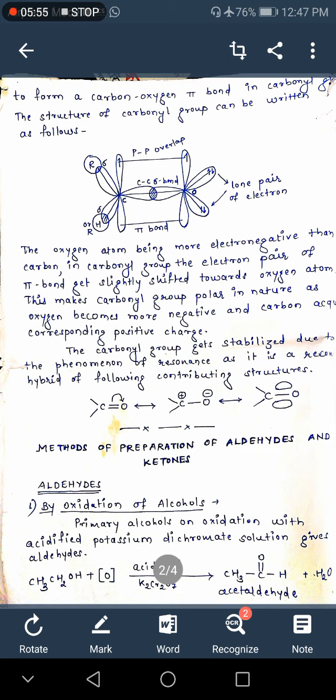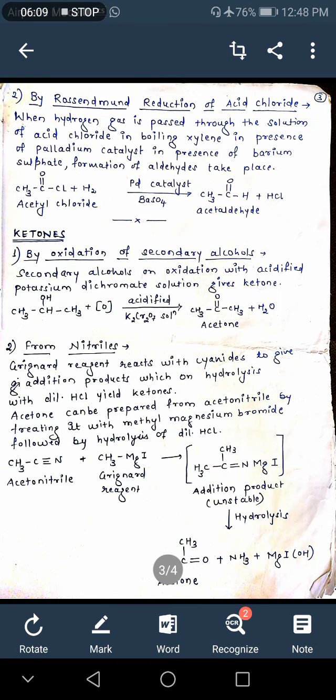Whenever a primary alcohol like ethanol, CH3CH2OH, undergoes oxidation in the presence of acidic potassium dichromate, it gets converted to acetaldehyde and a water molecule gets removed here. Then the second method is by the reduction method. It is a specific reduction called the Rosenmund reduction of acid chloride. So this is a preparation which is given in your syllabus.